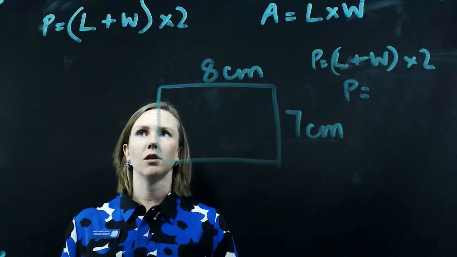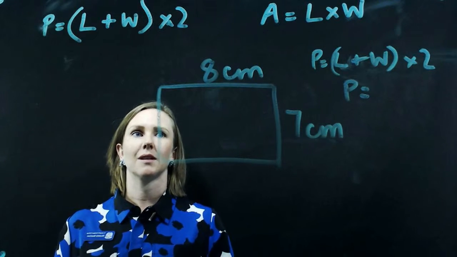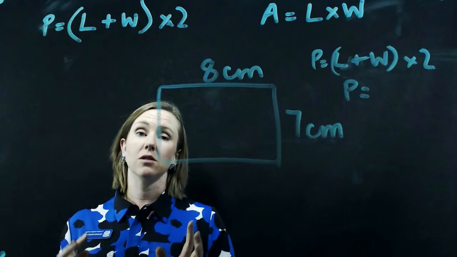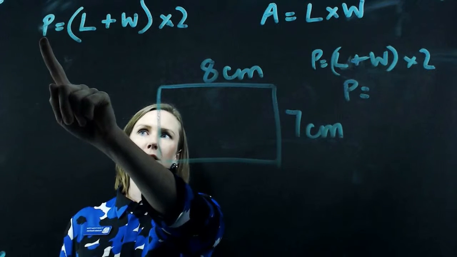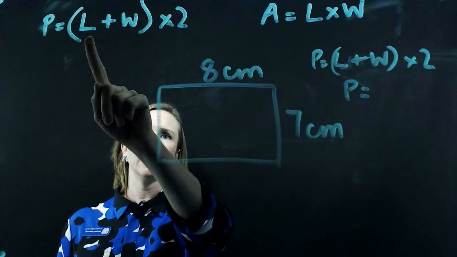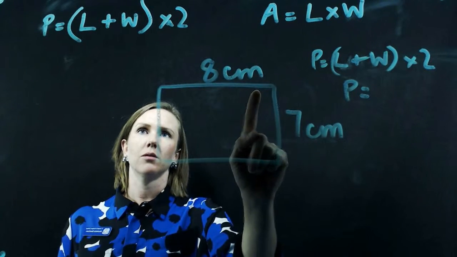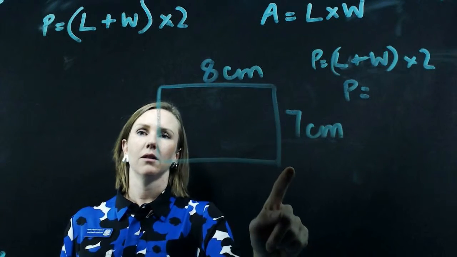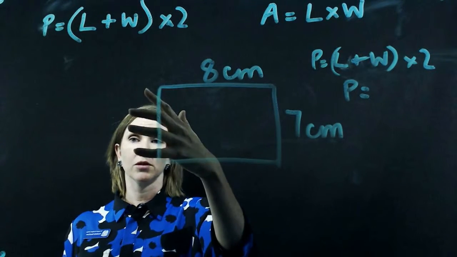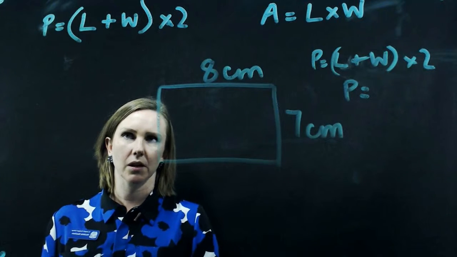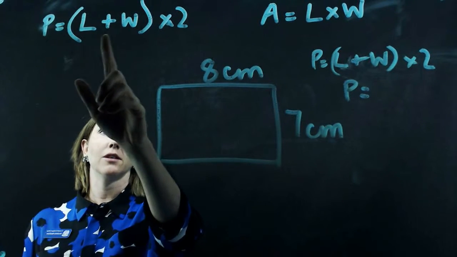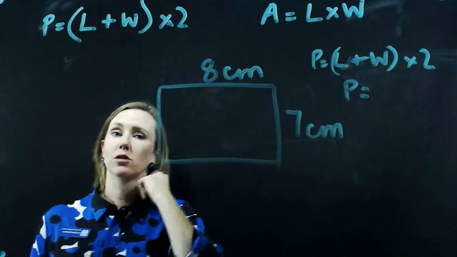Okay, so on the board here I've got the two formulas written. So let's explain those first. And this is just for rectangles as a shape. So P for perimeter equals length plus width, okay, and then the result of that addition times by 2 or doubled. So perimeter equals length plus width times 2.